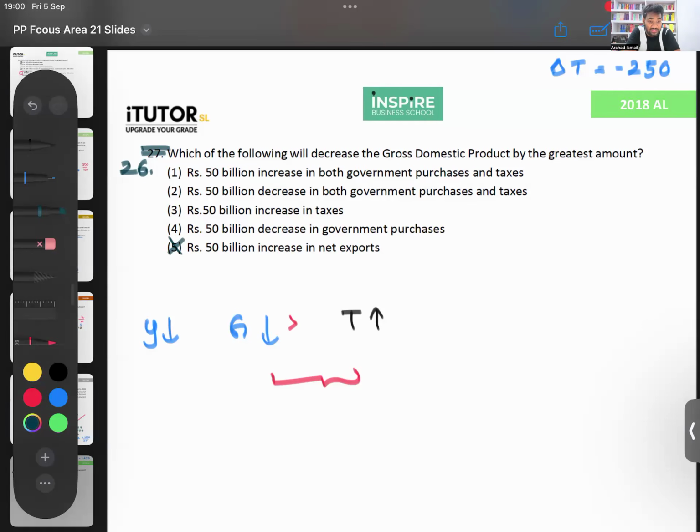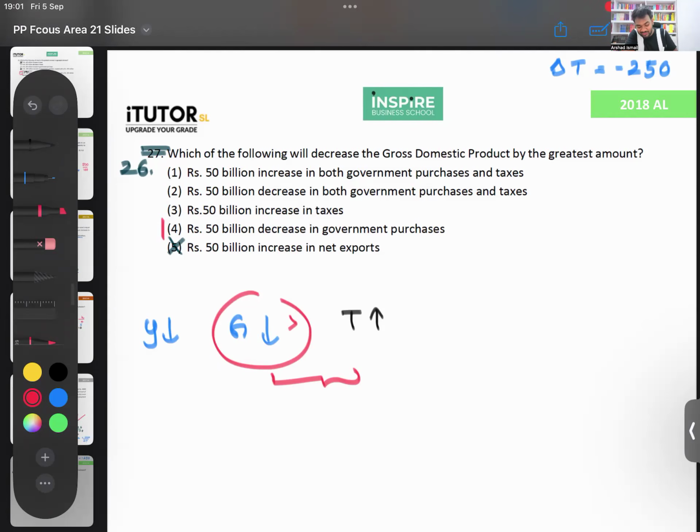Which one do you think is the better one now? Which one will have the biggest fall in national income? 1, 2, 3, 4. There is no answer talking about both of it. No answer saying government spending reducing and tax increasing. If that is not there, which one do you think is the better one? Then the better one is reducing government spending. So which one is that?